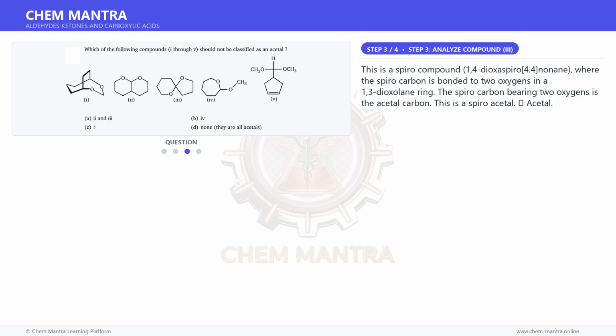Moving on to the next step. This is a spiro compound, 1,4-dioxaspiro[4.4]nonane, where the spiro carbon is bonded to two oxygens in a 1,3-dioxolane ring. The spiro carbon bearing two oxygens is the acetal carbon. This is a spiroacetal.